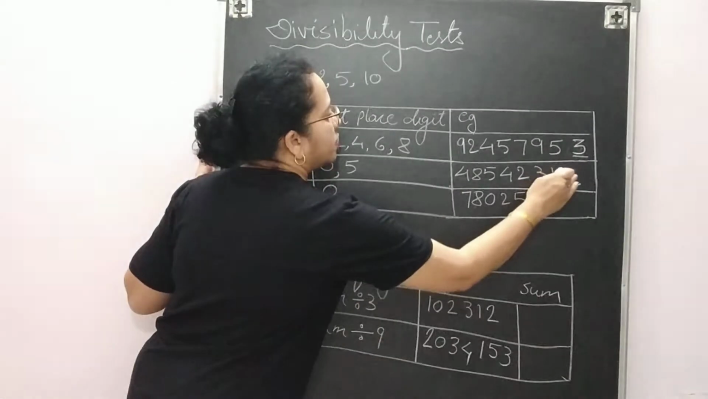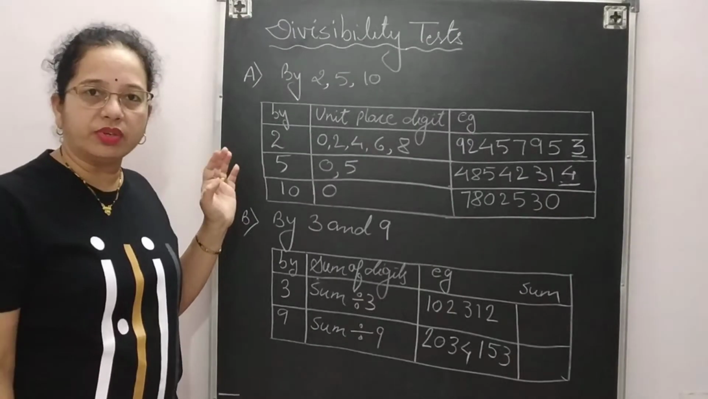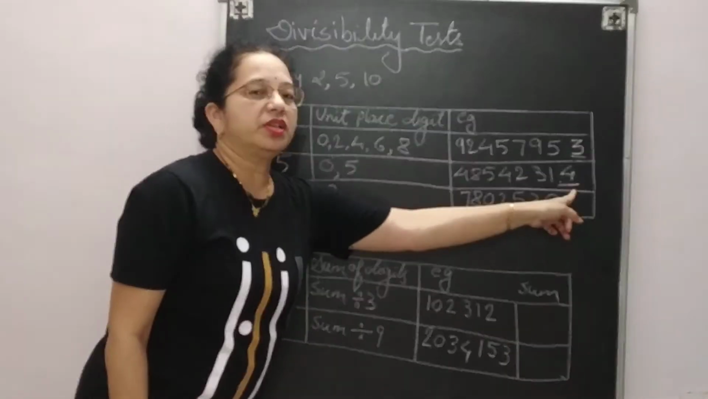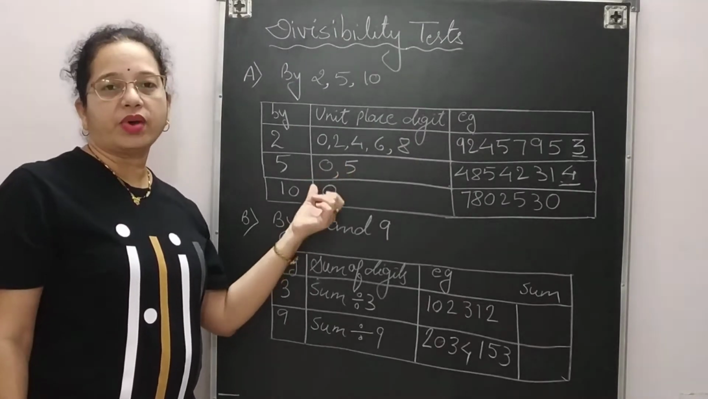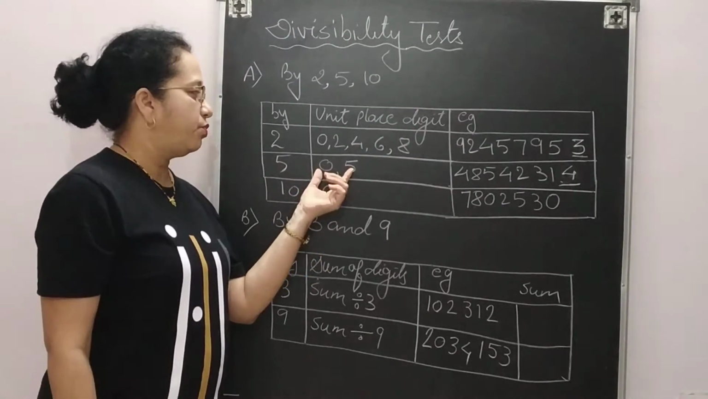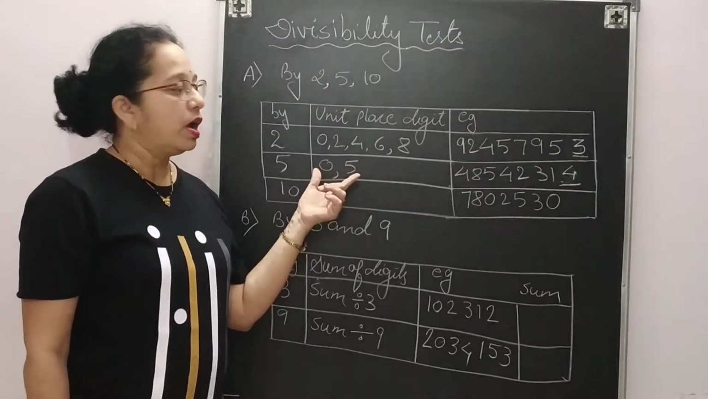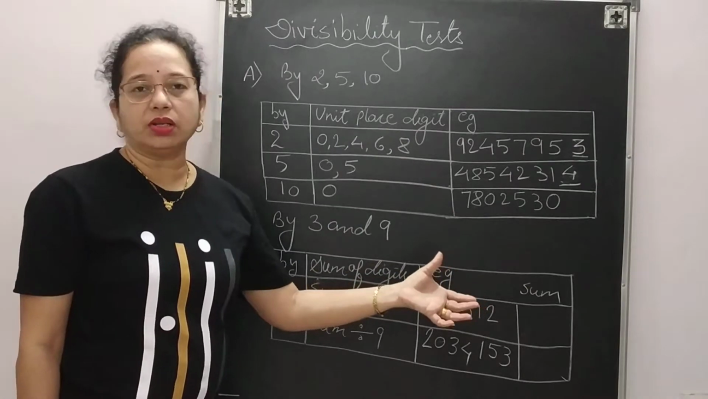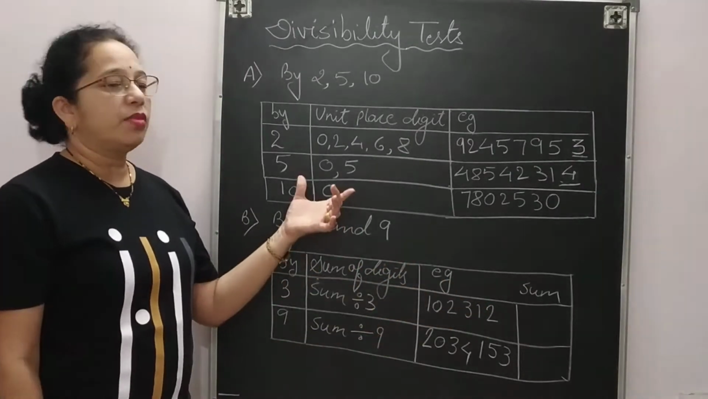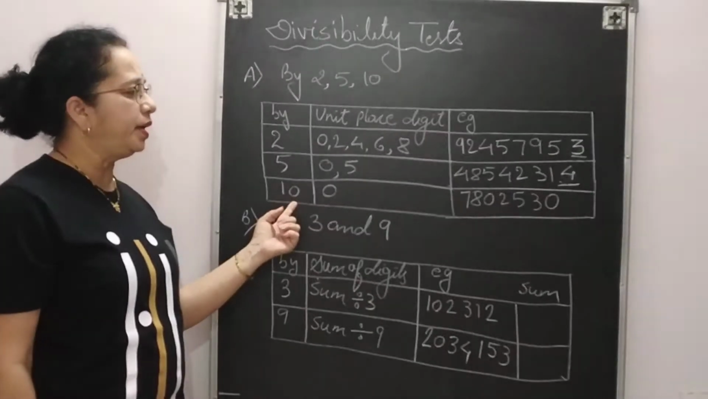Let me make some change again. Suppose the number is 4. Then what can we say? Since the unit place digit is 4, given number is not divisible by 5. A number is divisible by 5 only when unit place digit is 0 and 5. Apart from these two digits, if any other digit is given in the unit place, the number will not be divisible by 5.